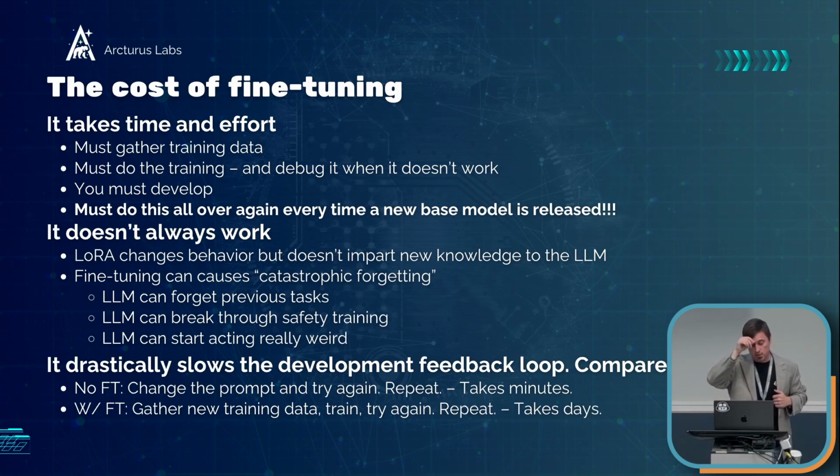Fine-tuning drastically slows down the feedback loop. If you don't do fine-tuning, then you change the prompt, run it again, potentially on your 1,000 inputs, and the cycle is like 5 minutes, 30 seconds. It's just not much. If fine-tuning is inside that loop, then it's a day or more of actually trying the fine-tuning, then seeing if it works, and then you got to go again.